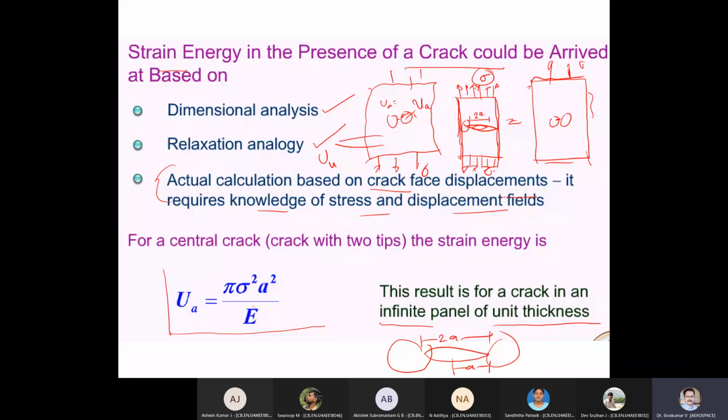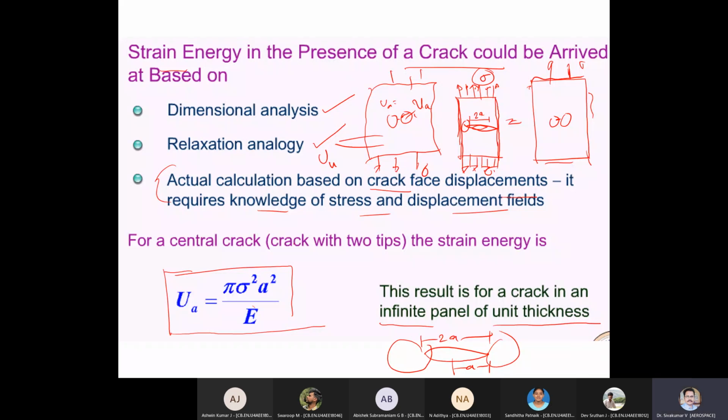So this is the very important formula. Strain energy U is equal to pi sigma square a square by E. Sigma is the stress which you are applying on the system. a is the half crack length. E is the Young's modulus of the material. So material to material, energy will vary. So that is the thing.